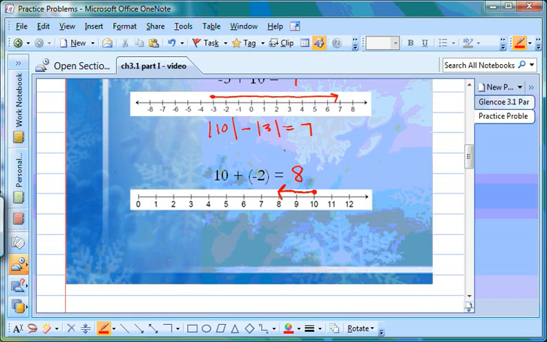Now let's use the absolute value method. We're adding two numbers that have different signs, so that tells us we have to subtract their values. We look at the biggest one first, so we use the absolute value of 10. We're going to subtract the value of the other number, which is 2. 10 minus 2 is 8. We go back to the original problem. Which number has the larger value, 10 or 2? 10 has the larger value, it's positive, so our answer is also going to be positive.